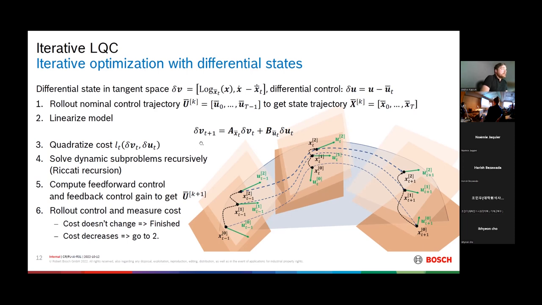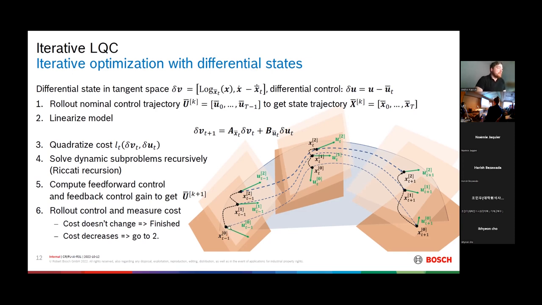And then given this linear quadratic approximation, it turns out the value function will be a quadratic function as well in the differential states. And this way we can solve the Bellman equation in closed form, which will turn out to be this Riccati recursion, which we probably know from optimal control research. And after we computed the optimal feedback gain and feedforward control, we can update the nominal state trajectory and roll it out again. And we can iterate over this process until we converge to the final trajectory.